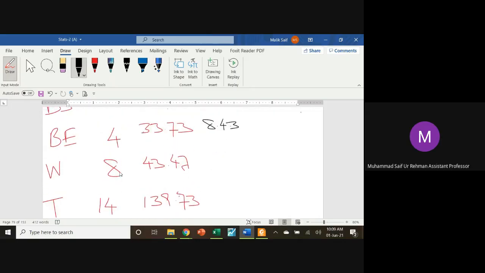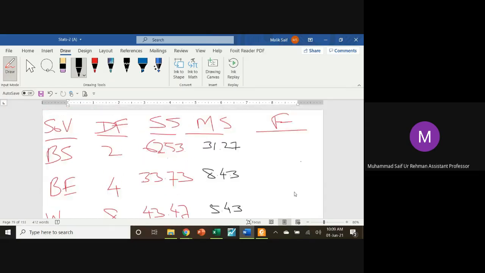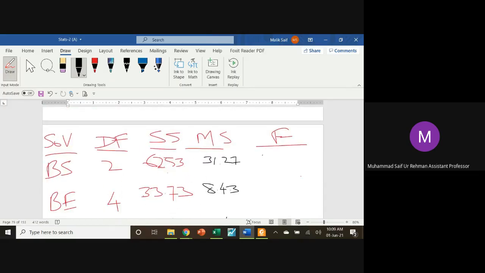Error sum of square within: 43.47 divided by 8. 5.433, so 5.43. And there is no need of writing down any value for the total, because that is not required in the formula. So here, first of all, you will find out F1.